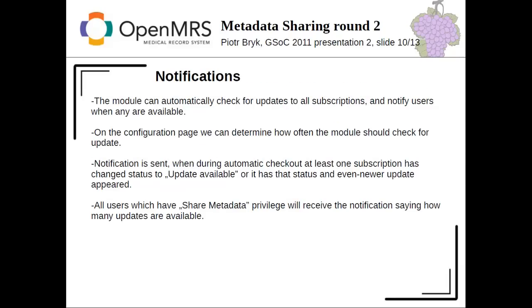How about notifications? The module can automatically check for updates to all subscriptions and notify users when they are available. On the configuration page, we can determine how often the modules should check for updates. Notifications are sent when, during an automatic check, at least one subscription has changed status to update available, or it has that status and a newer update appeared. Users who have the share metadata privilege will receive a notification saying how many updates are available.